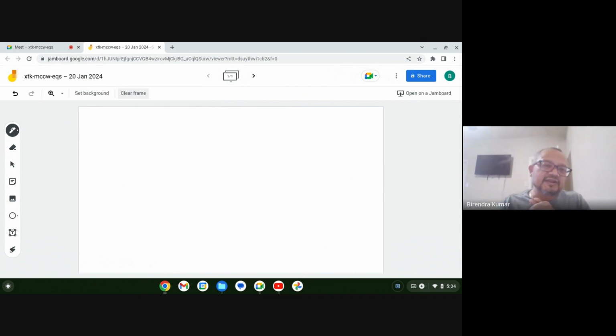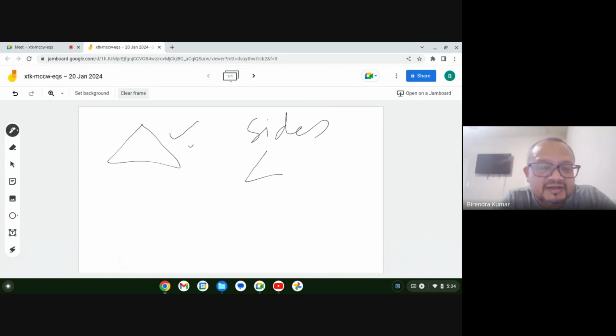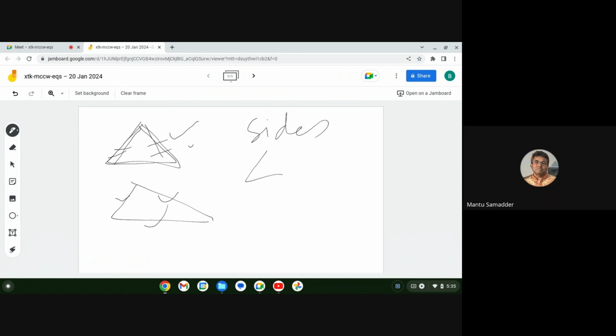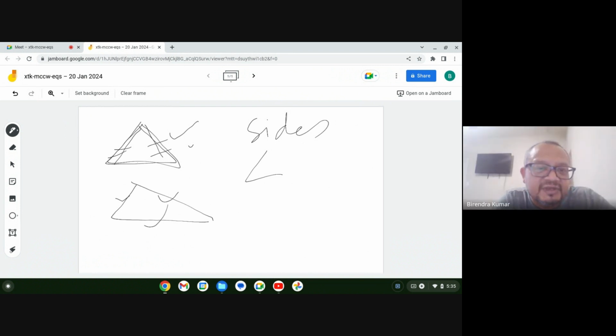Now let's look at one more. So we talked about triangles, right? We talked about classification of triangles also, that you can classify triangles based on sides or based on angles. If all the sides are of the same length, that is called an equilateral triangle. If two of the sides are the same, that is called an isosceles triangle. And if all the sides are of different length, that is called a scalene triangle. This is one classification, based on sides.